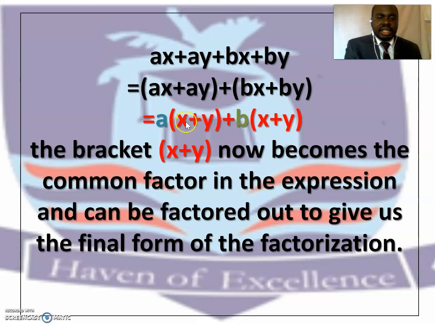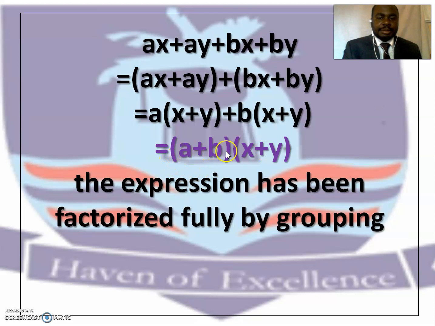Doing that is going to give us a into bracket x plus y plus b into bracket x plus y. We can now see that x plus y is now a common factor between this and this. So factoring out x plus y, we are going to have a plus b into bracket x plus y. This method of factorization is known as factorization by grouping. This is a very important step to learn because it is the key to learning factorization of algebraic expressions, which is also key to learning solving of algebraic equations by factorization.